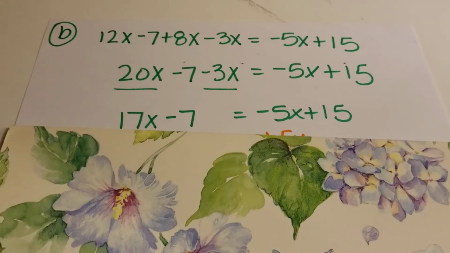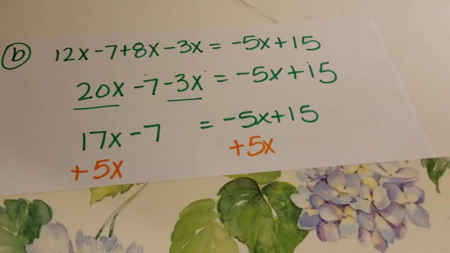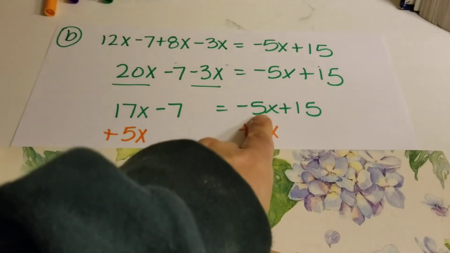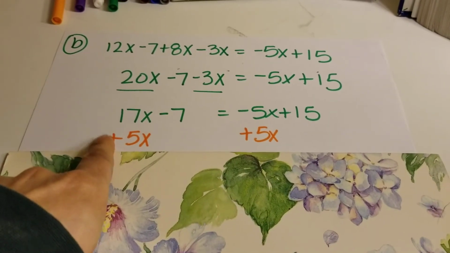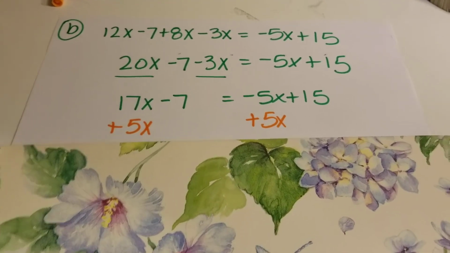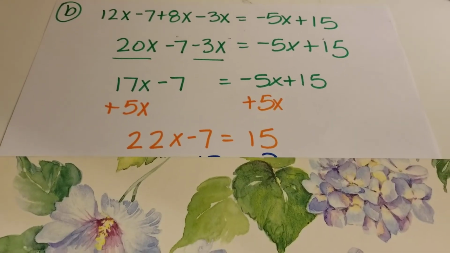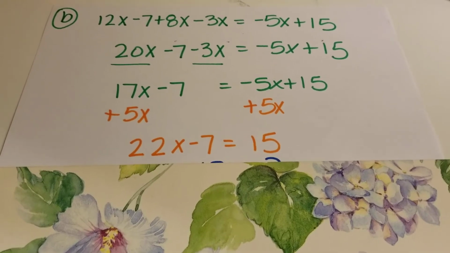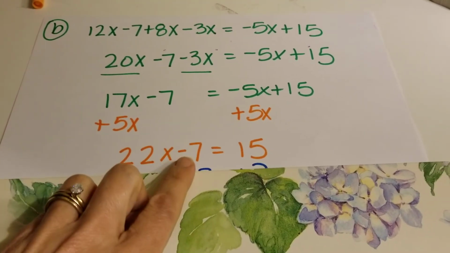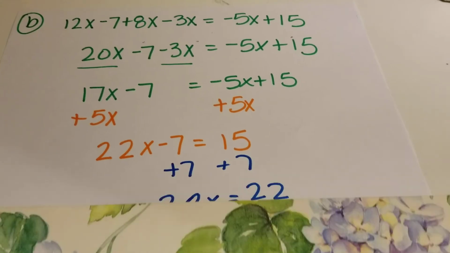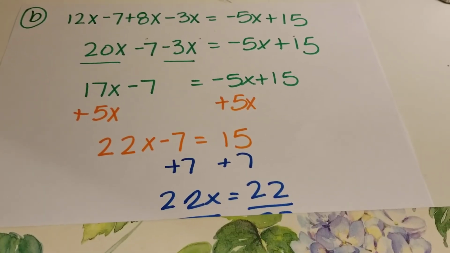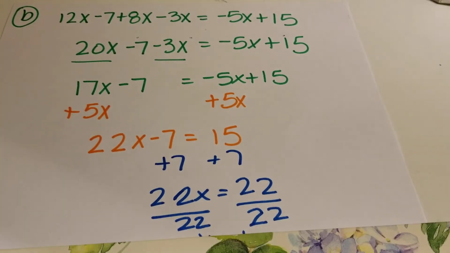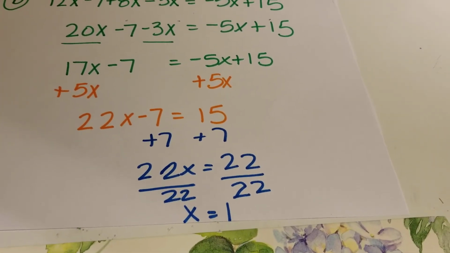Okay, you can kind of see my orange coming through. So I'm going to add a 5x to both sides to get this negative 5x over there. So positive 5x to both sides. So I'm going to end up with 22x minus 7 equals 15. So now my x's are all together, so I can add a 7 to both sides. So I end up with 22x is equal to 22. Divide both sides by 22 to get x by itself. X is equal to 1.